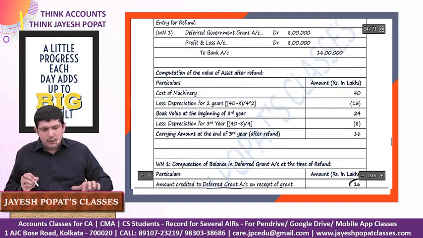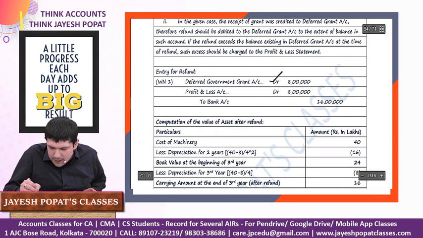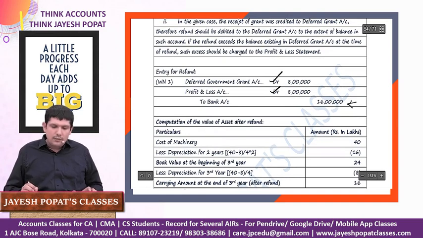So this balance we need to debit. So we'll say deferred grant account debit 8 lakh. But since our refund is 16 lakh, right, we need to debit PL by the remaining amount of 8 lakh.